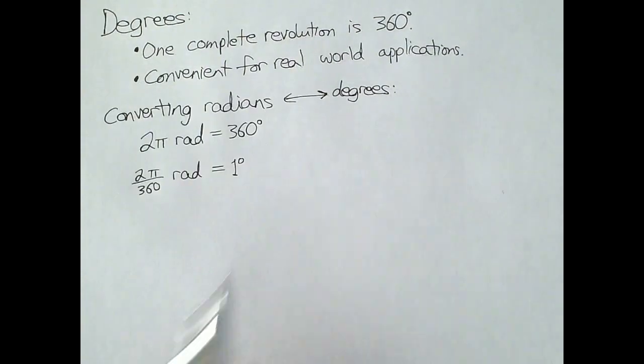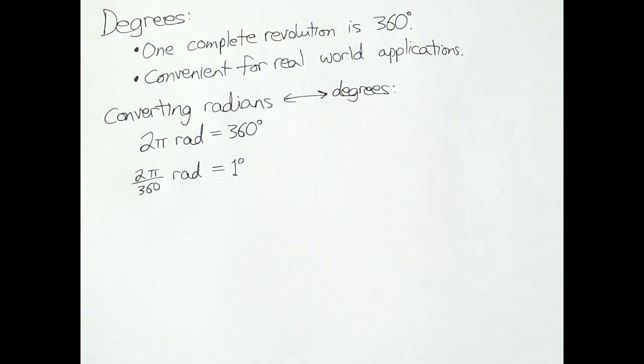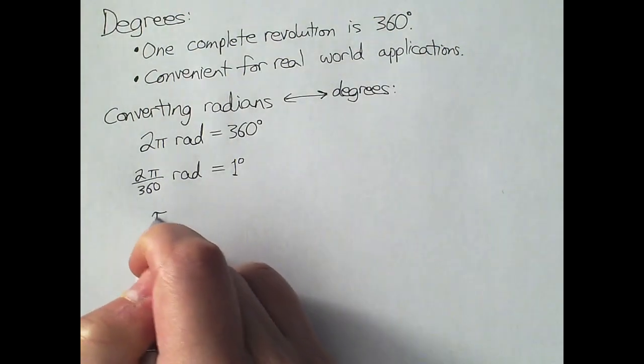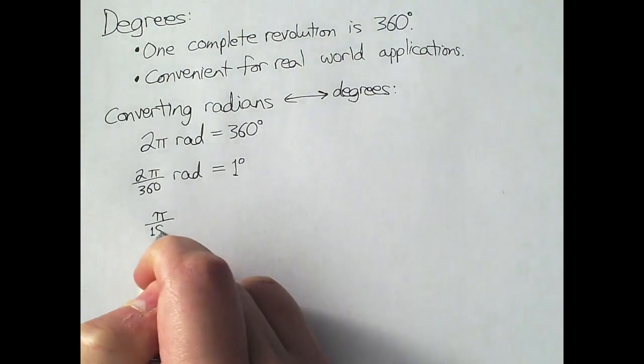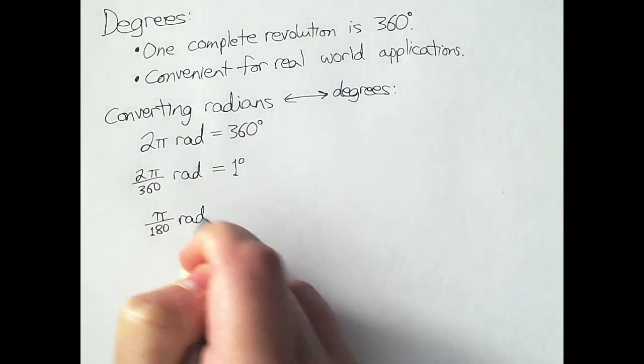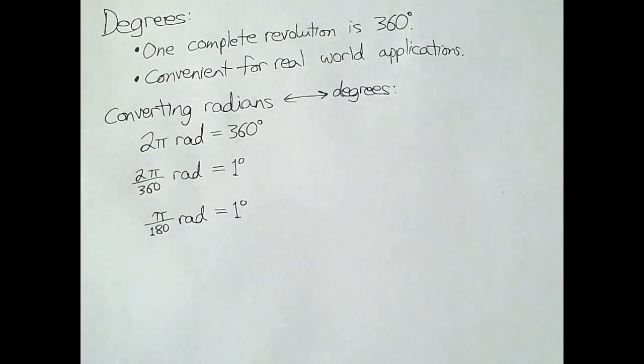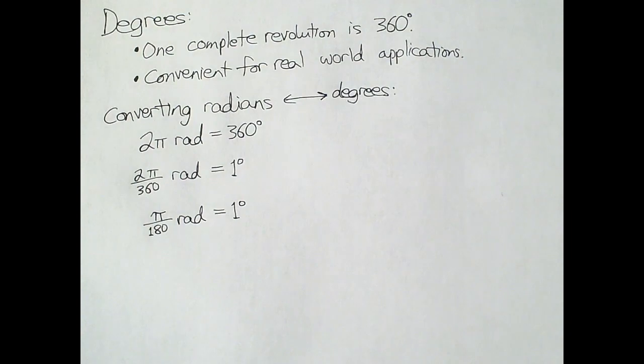See what I did? Just divide both sides by the number 360. The left-hand side could be simplified. 2 over 360 simplifies. So we get pi over 180 radians is equal to 1 degree. So we could use that maybe to help us convert back and forth between degrees and radians. If you asked me how many radians are in 1 degree, it's this.